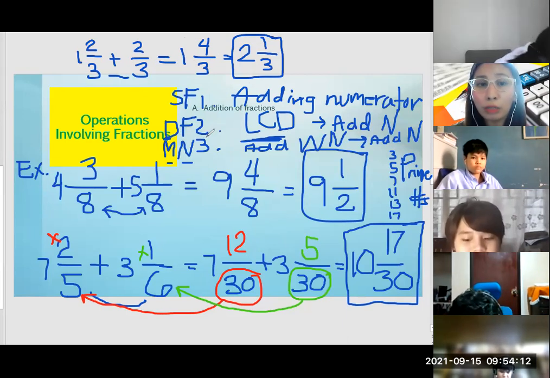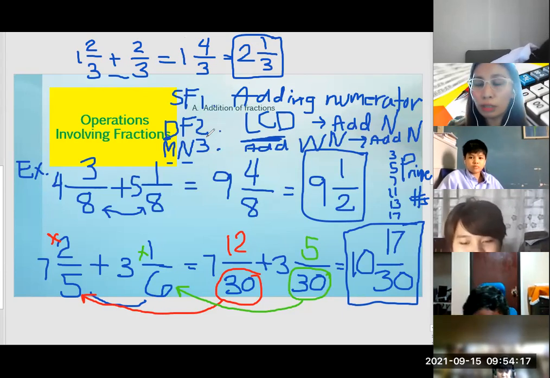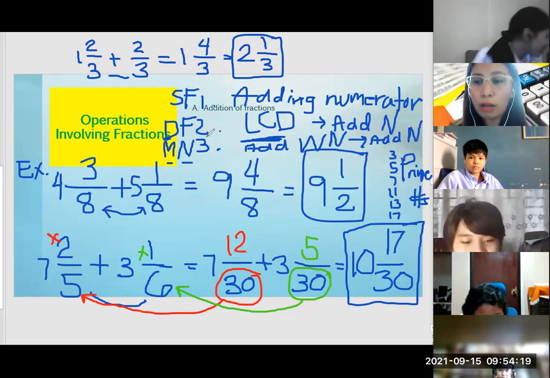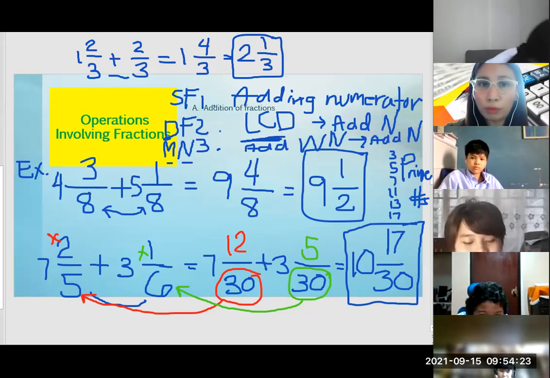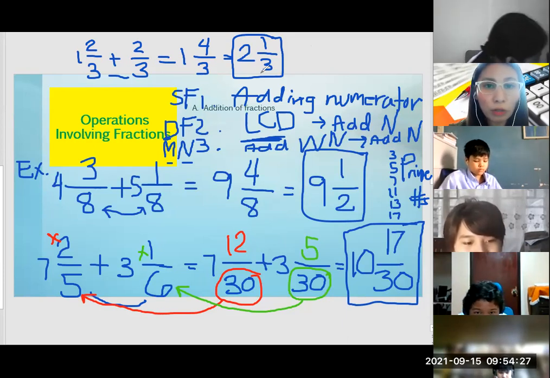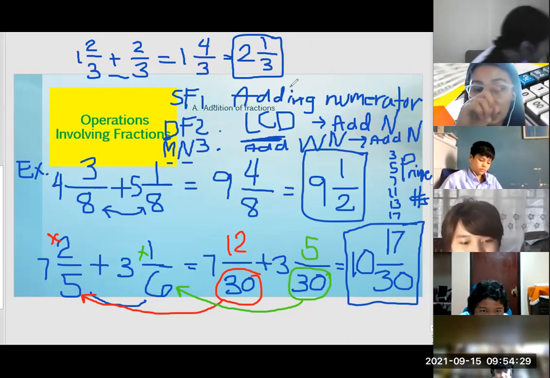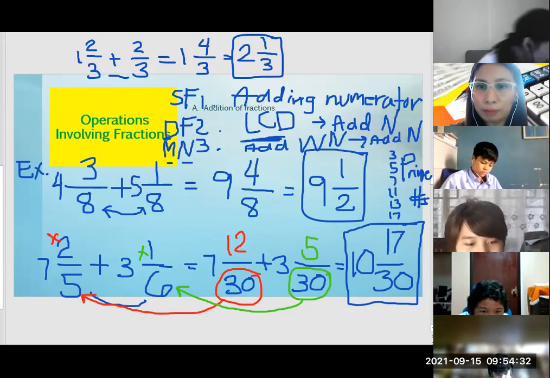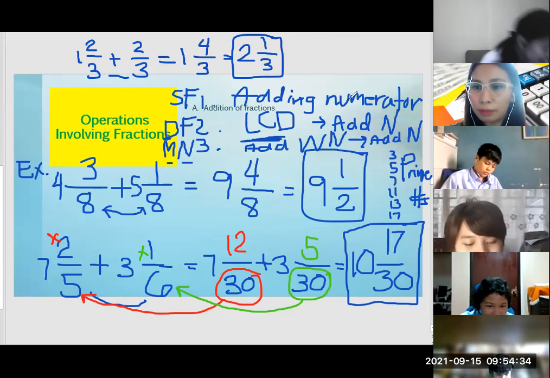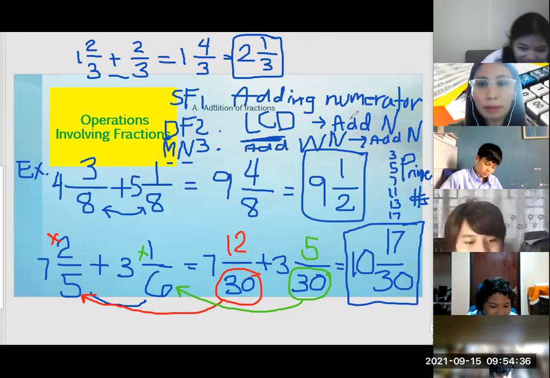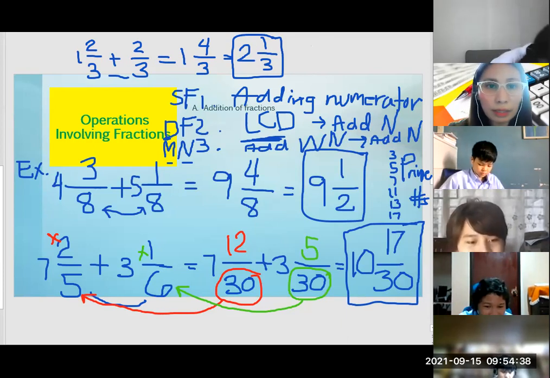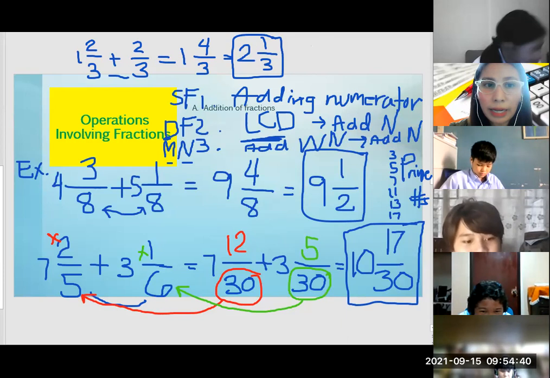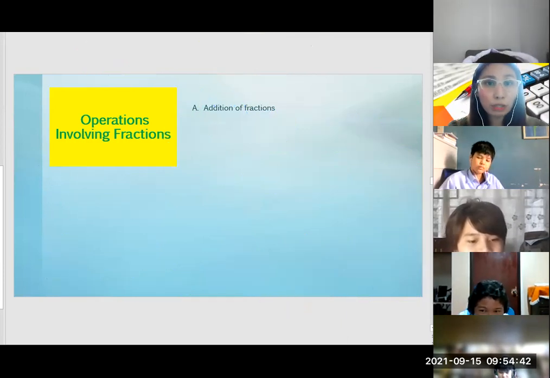So you can refer to the lectures if you're going to review. And you have lots of examples on your notebook. You're going to review. You can refer to the mga examples we had. Okay. Here, kung naklasa here, let's proceed to subtraction.